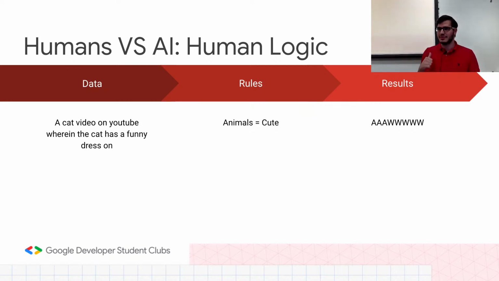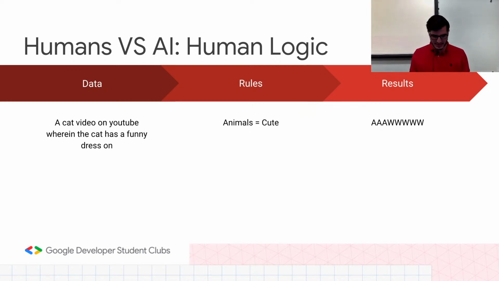So let's go into the logic differences between a human and ML. Human brain versus computer brain. So here's the human brain. As humans, we take in input through our eyes, our senses. Let's say the data we're getting in is a cat video on YouTube, where the cat has a funny dress on, like bunny ears or a tutu. Our rules that we've inherited and nurtured are that animals equals cute. So the result is that we say, aww.